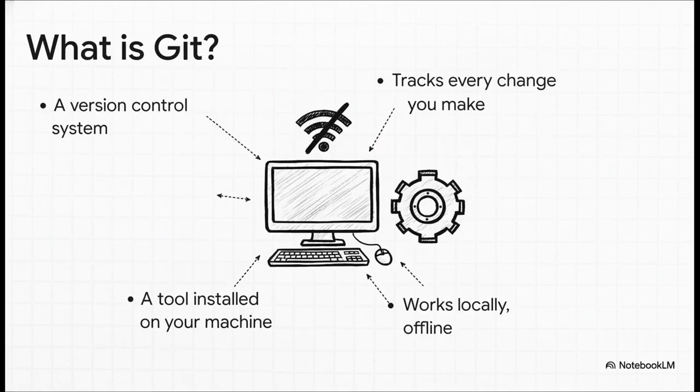Right, so the fancy term is version control system, which is really just a way of saying it's a history tracker. You actually install it on your laptop or your desktop, and this is crucial. It means you can use it completely offline. You don't need any internet to save your work, to create a new version, or to look back at an old one. It's your personal, local engine for managing your project.